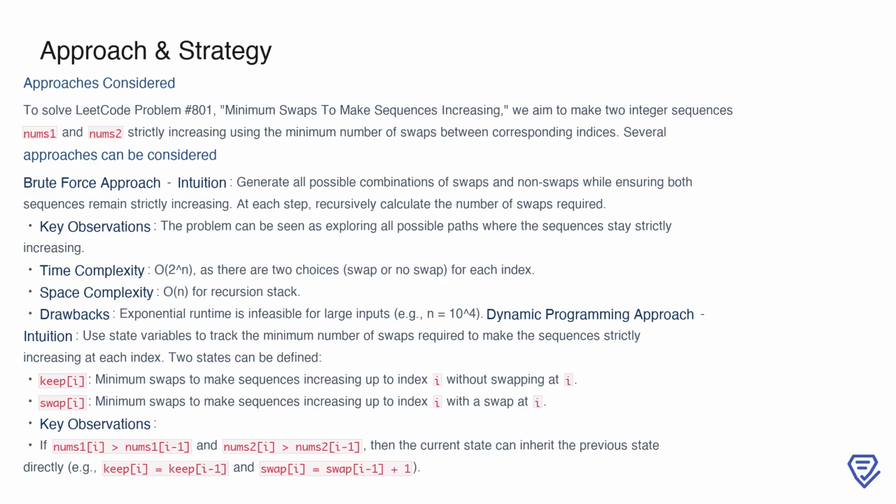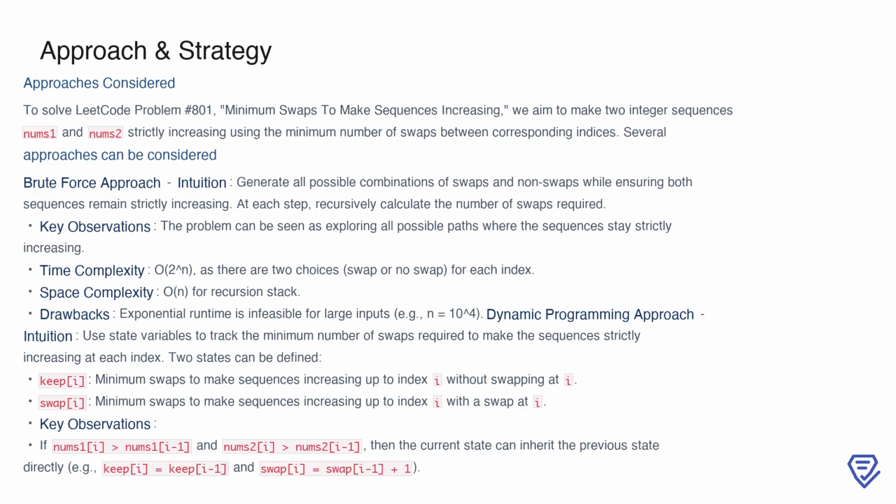As an alternative, dynamic programming offers a more structured and efficient method. By defining two states, keep[i] and swap[i], we can track the minimum swaps required to maintain an increasing sequence either without swapping or with swapping at the current index. This allows us to systematically build the solution by inheriting or transitioning between states based on the values and relationships of the elements in the sequences.